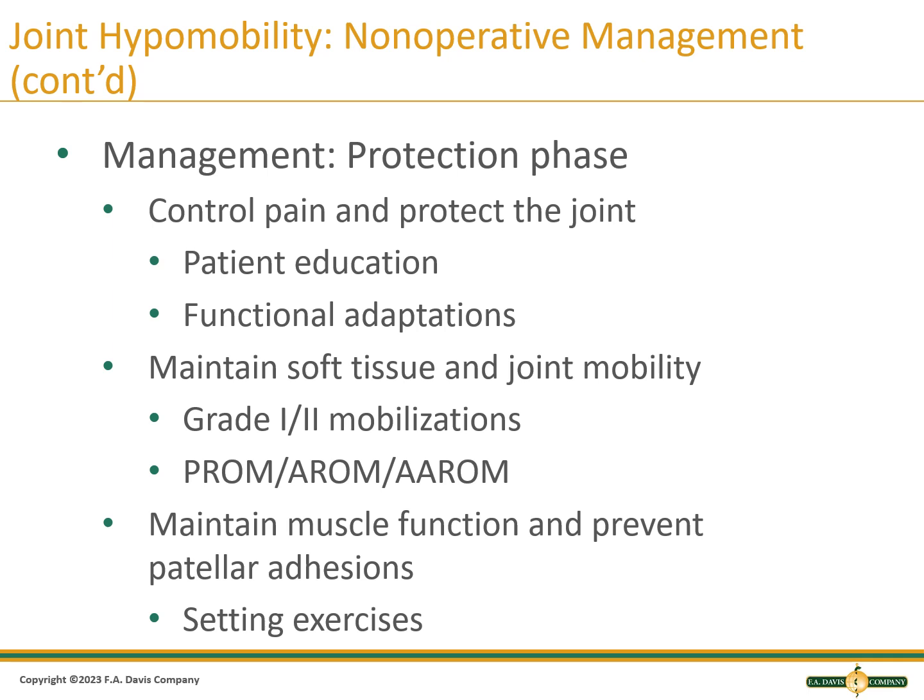We can use grade 1 and 2 as PTAs. Remember, we can also utilize passive, active, and active assistive range of motion. And we want to maintain muscle function and prevent patellar adhesions. We utilize setting exercises, quad sets, again trying to ensure appropriate patellar tracking with that, and utilizing foot positioning to alter vastus lateralis versus vastus medialis firing as needed. If we turn the foot out, we get greater influence of vastus medialis firing, and so if we see a patient with a deficit there, we can target that.